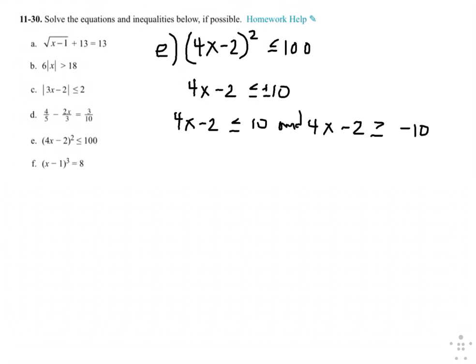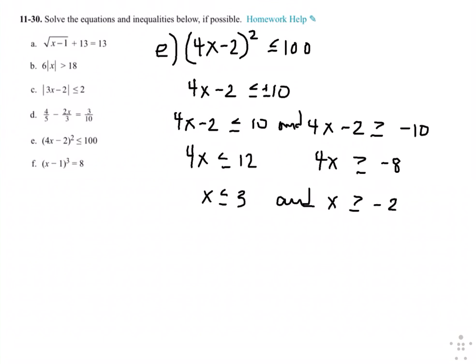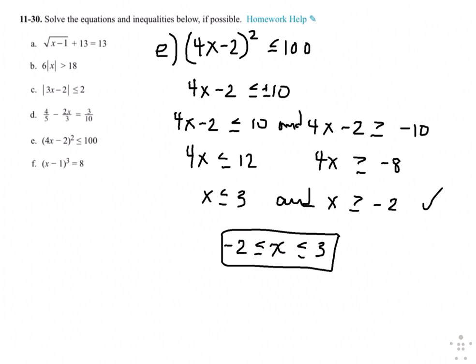Less than, and. Okay, so we get 4x is less than or equal to 12, so x is less than or equal to 3. For this one we get 4x is greater than or equal to negative 8, so x is greater than or equal to negative 2. And you could leave it that way, or you could write it in concatenated form, which is going to be more common. You're going to see it more often, so you might as well get used to it.